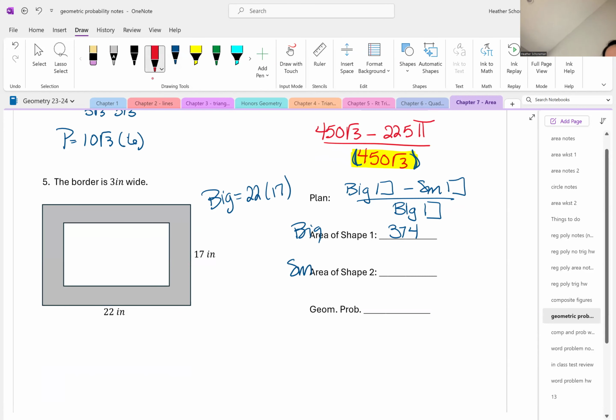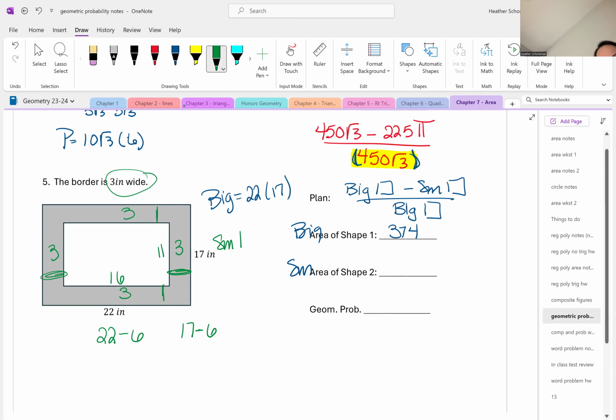Okay, to get the other one, the border is 3. So it's 3 on the left and 3 on the right, and 3 on the top and 3 on the bottom. So to get the length, one side is 22, but I cut 3 off here and 3 off here for a total of 6. So this is going to be 16, right? Yes. Okay, then on the other side, sorry about that, I'm going to have 17 because I have 3 on the top and 3 on the bottom, so a total of 6. So this is 11.